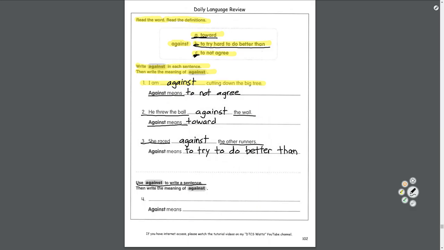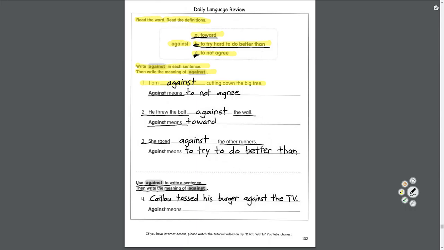Use against to write a sentence. Then write the meaning of against. Caillou, what did he do? Okay, Caillou tossed his burger against the TV. Caillou tossed his burger against the TV.